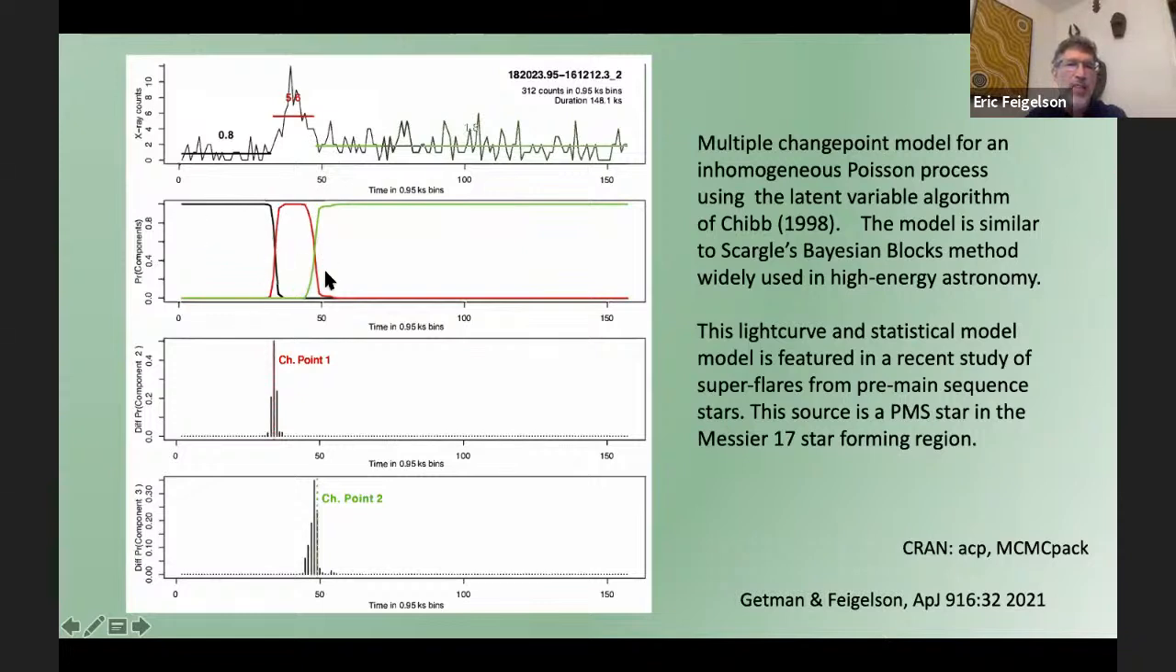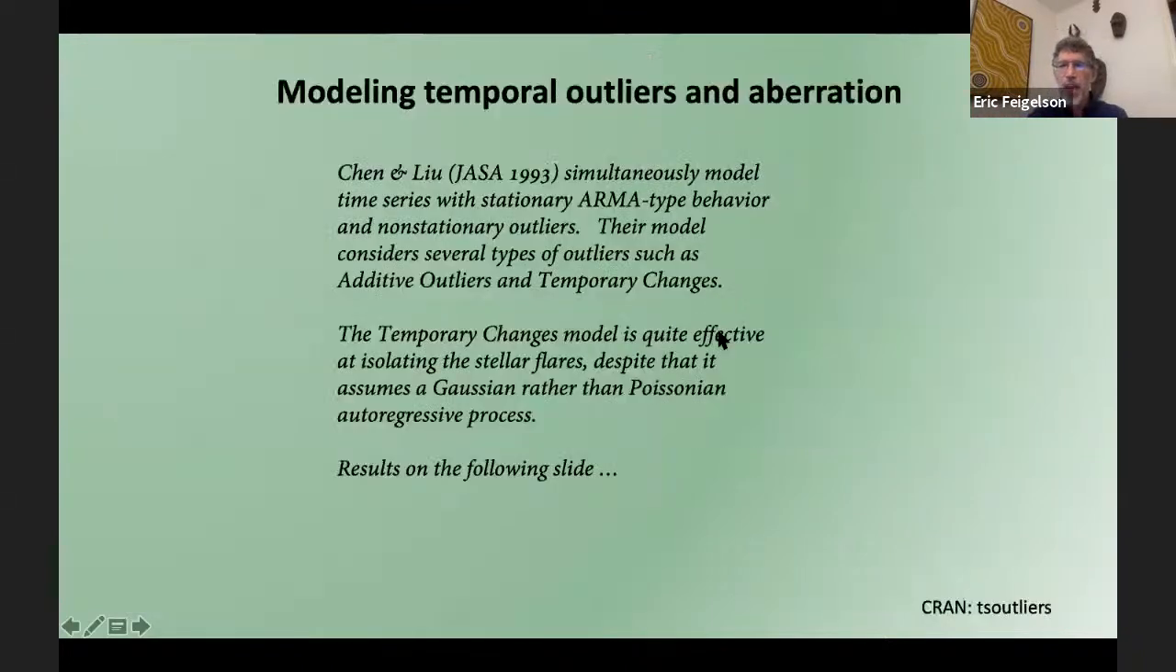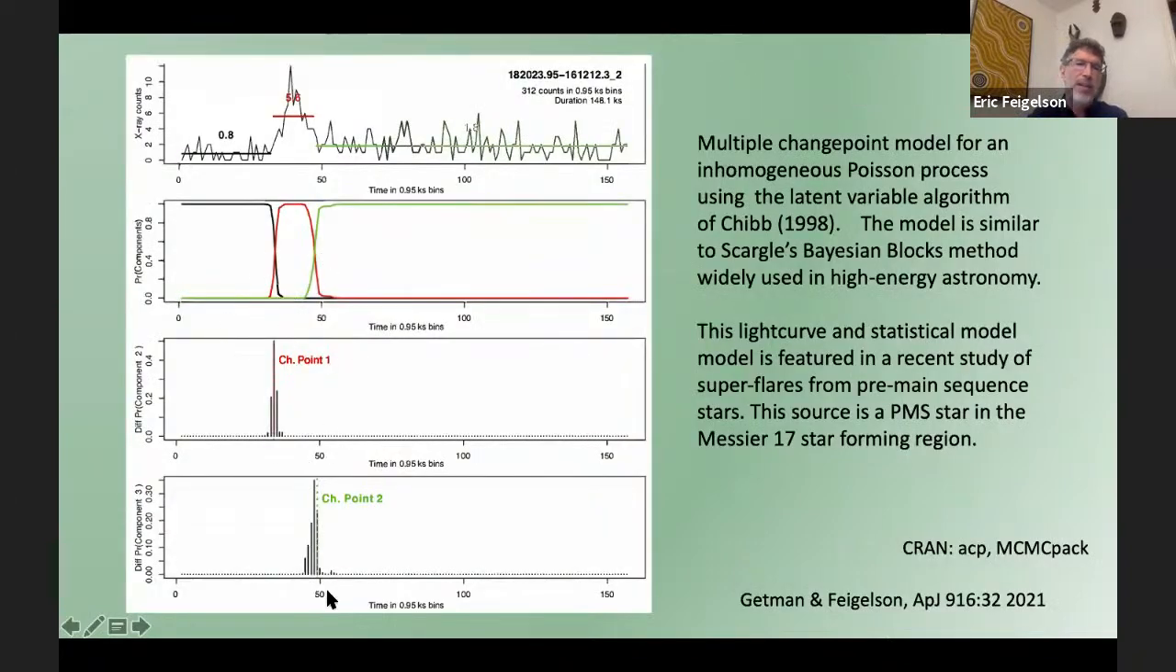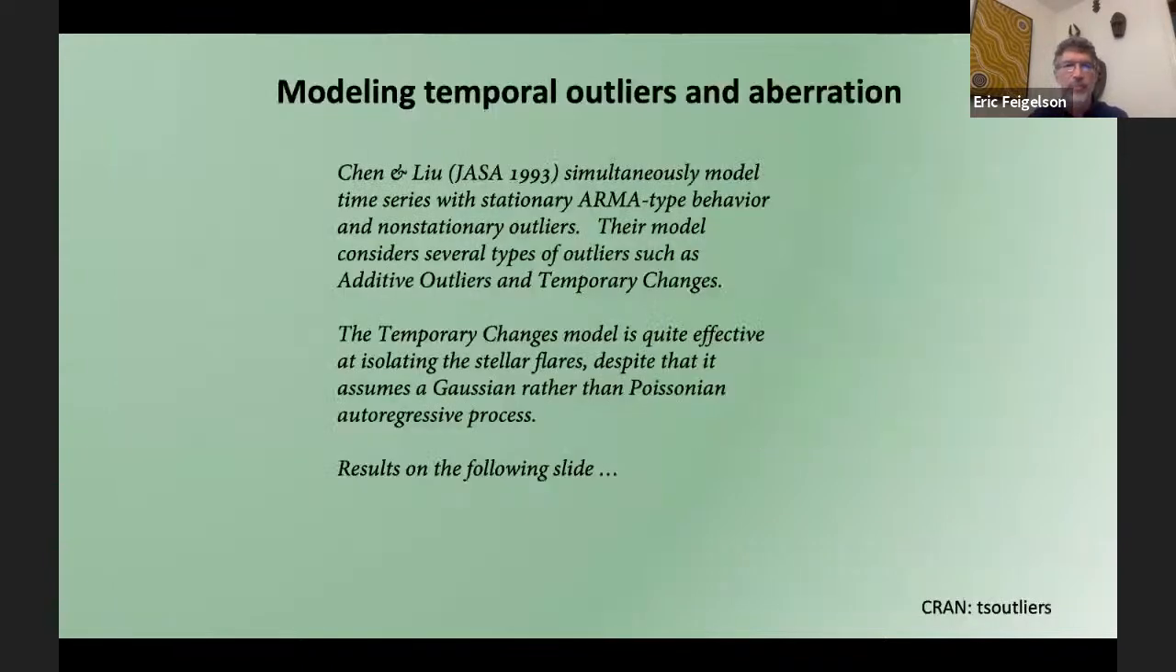And these are the probabilities of the three components, the first, second, and third. And these are the levels, 0.8, 5.6, and 1.8 X-ray counts per bin. So there we go. This is very similar to Bayesian blocks, but happens to be different. This is the one that we implemented in Gitman and Feigelson, where we had a very large data set with thousands of these light curves that we were looking for flares. So that's very nice to see.